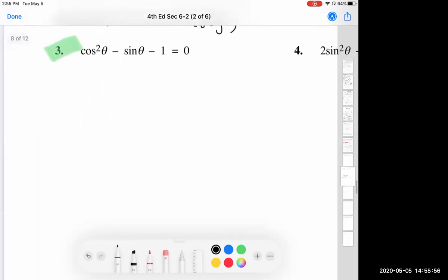Okay, let's go ahead and work with number 3. Okay, so we see that I have cosine and I have sine. And ideally, I want to be able to have, if possible, the same trig function all across. But I know that cosine squared using a Pythagorean identity would allow us to have only sine, right? And that's what the whole point of it is.